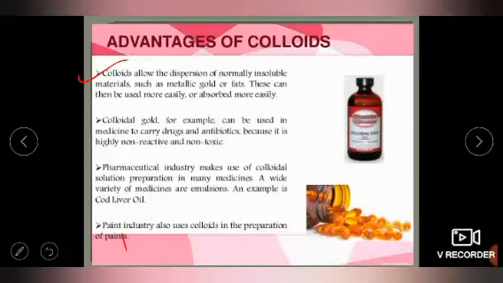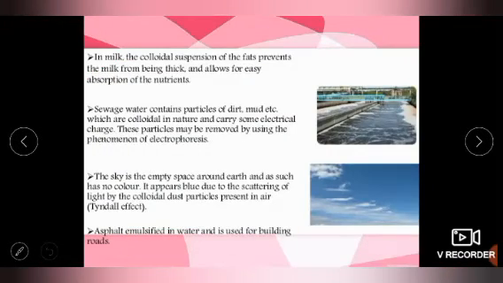A wide variety of medicines are emulsions, and paint industries also use colloids in the preparation of paint. In milk, the colloidal suspension of the fats prevents the milk from being thick and allows for easy absorption of the nutrients. Sewage water contains particles of dirt and mud, which can be colloidal in nature and carry some electrical charges. These particles may be removed by using the phenomenon of electrophoresis.